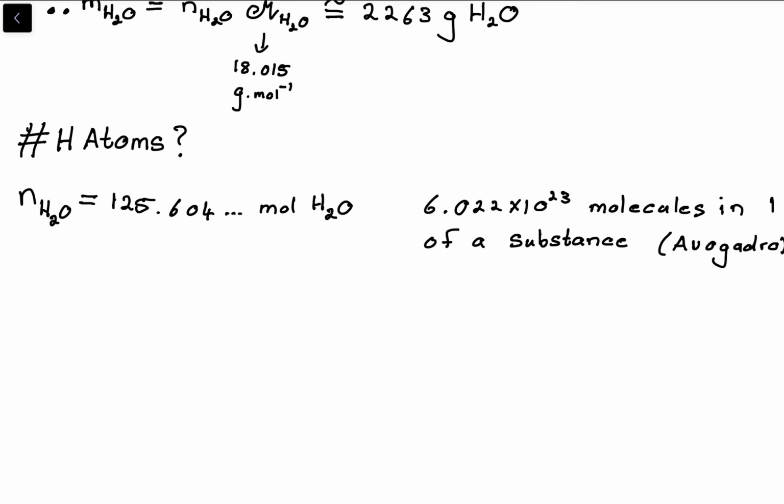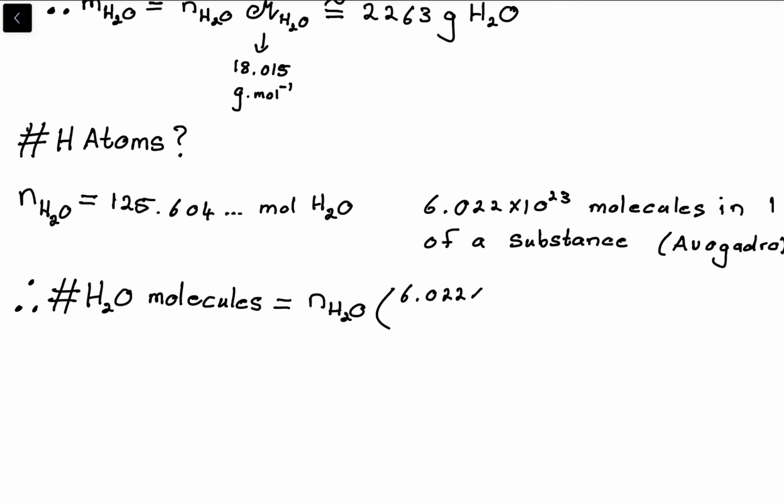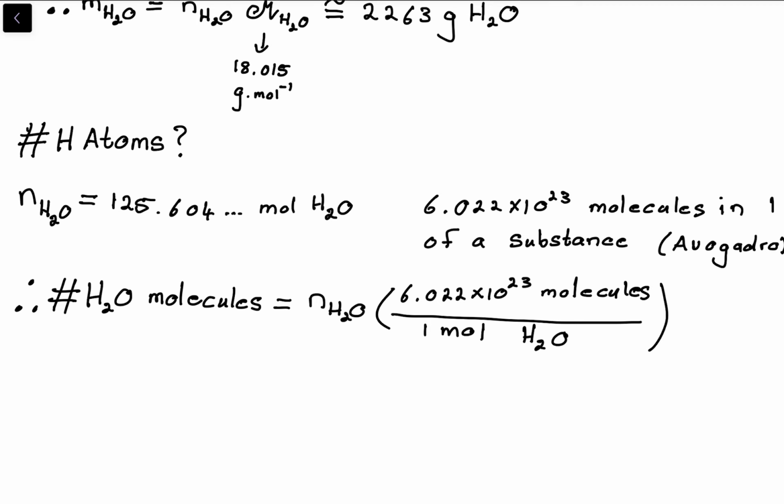So, if you know that there are so many molecules in a mole, then it means that the number of water molecules must be the number of moles of water multiplied by this ratio, 6.022 times 10 to the power 23 molecules per mole, or per mole water, or whatever substance you're working with.